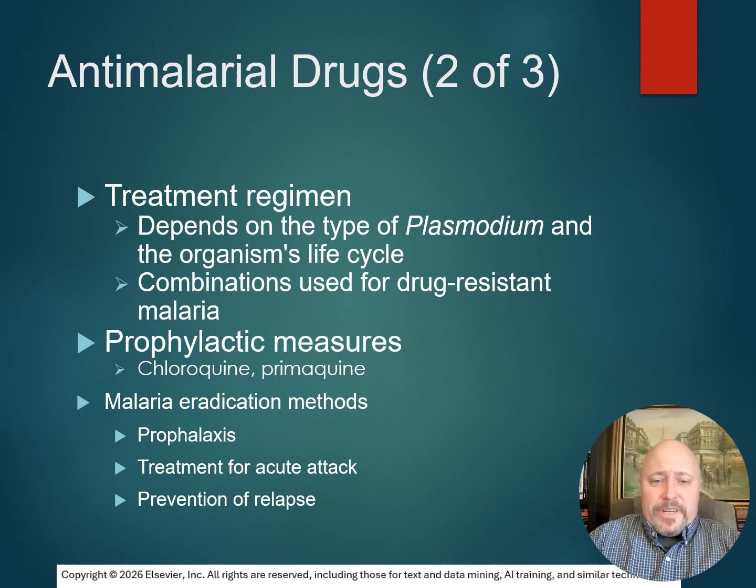The treatment regimen depends on the type of plasmodium and the organism's life cycle, as well as the combination used for drug resistant forms of malaria. There are some prophylactic measures, such as chloroquine or hydroxychloroquine, which will be prescribed to people who are traveling to areas at risk for malaria. There are many different eradication methods, ranging from prophylaxis, the treatment for acute attacks, as well as the prevention of relapses.